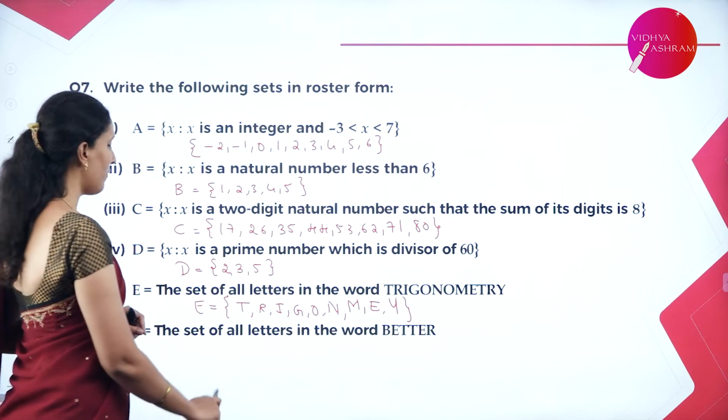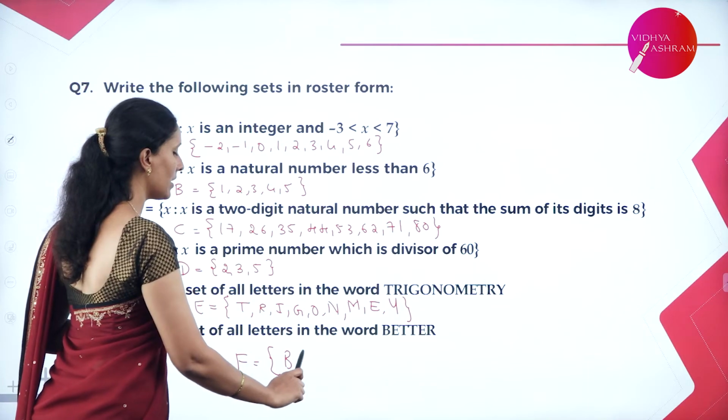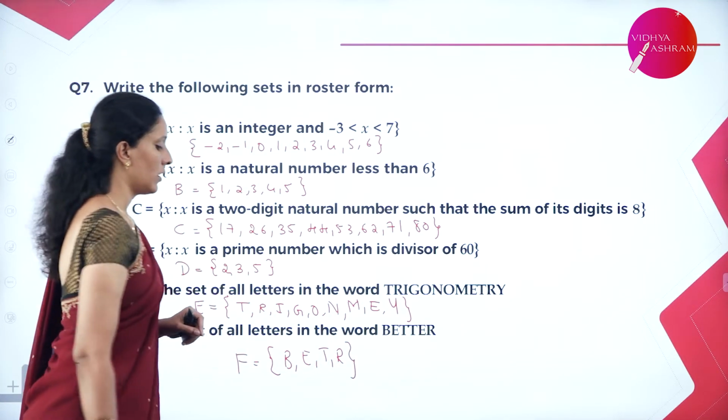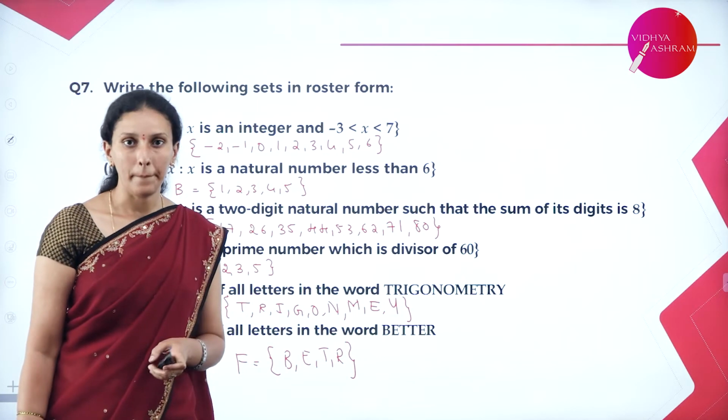Next, set F is the set of letters of the word "better". So we can write B, E, T, R. So these are the elements of the set of the word better.